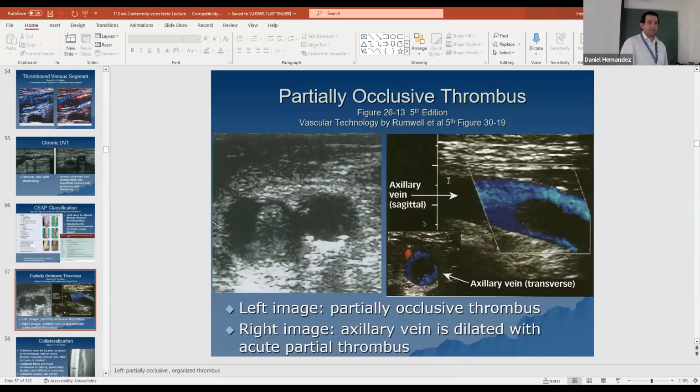So this is now showing, instead of chronic, partially occlusive acute DVT. So again, just remember, clots don't have to completely occlude that vessel. We can have partially occlusive DVTs. So this is an acute DVT that's partially occlusive. So there is some flow getting around it. Here in transverse view, and then in sagittal view, you can see flow getting around this acute clot. Transverse, again, what it looks like.